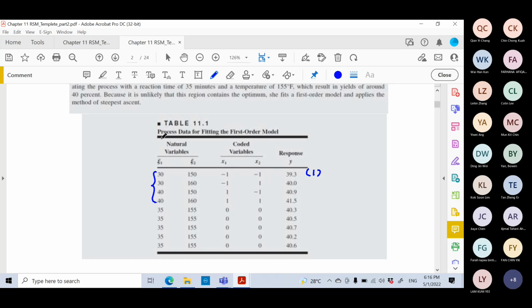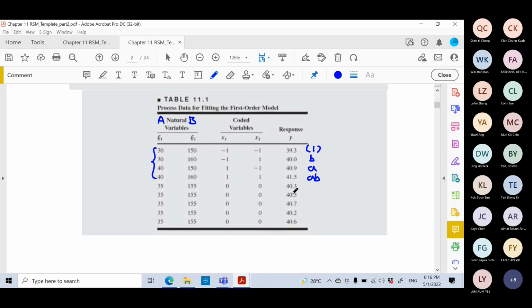So I use a notation: the first factor is A, and the second one is B. Therefore this one will be B, this one will be A, and this one, where both have the high level, is AB. This is the notation you are familiar with, which we have used before.